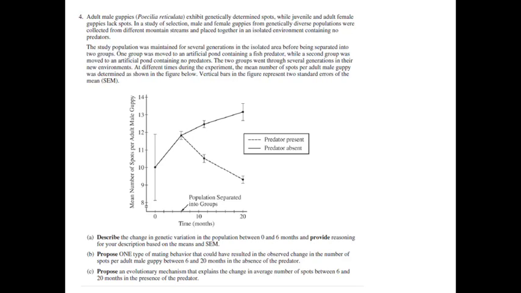One group was moved to an artificial pond containing a fish predator, while a second group was moved to an artificial pond containing no predators. The 2 groups went through several generations in their new environments. At different times during the experiment, the mean number of spots per adult male guppy was determined as shown in the figure below. Vertical bars in the figure represent 2 standard errors of the mean.